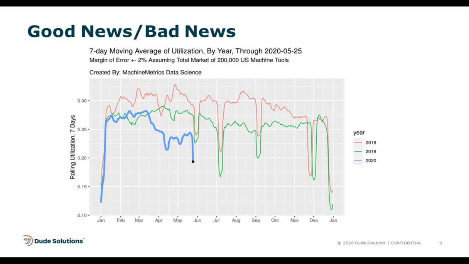So 2018, the red line, 2019, the green line, and 2020, the blue line. 2018 was a huge year for manufacturers. 2019 was a little bit lower. The good thing about 2020 is it started off pretty strong, not as good as 2018. And then, bam, sucker punch, COVID-19 hits, and we see that blue line just drop off.